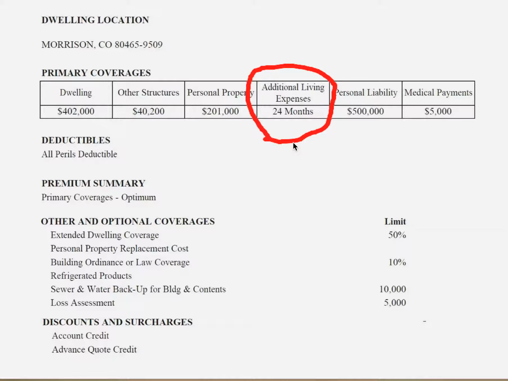So if you have a $3,000 a month mortgage, they're going to give you about that amount to find a new place to live.